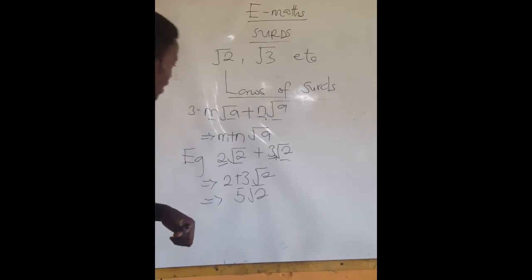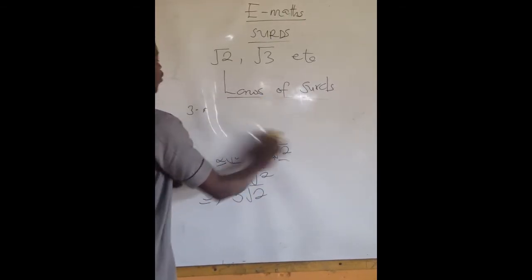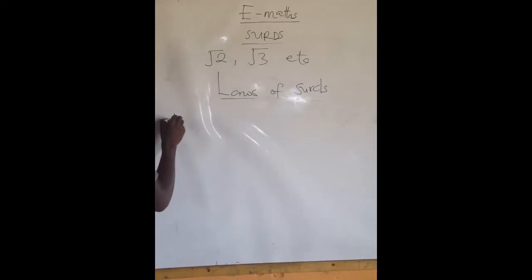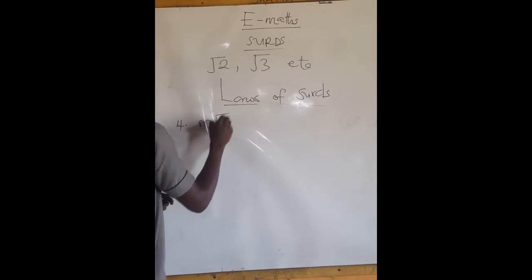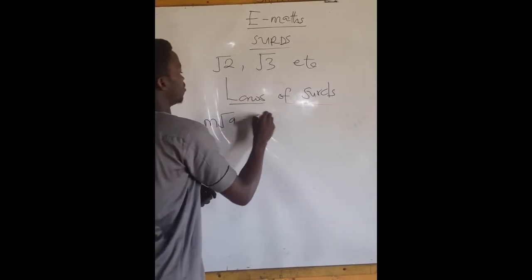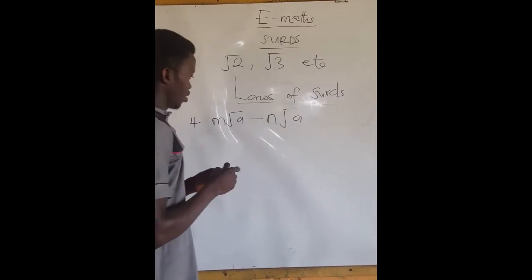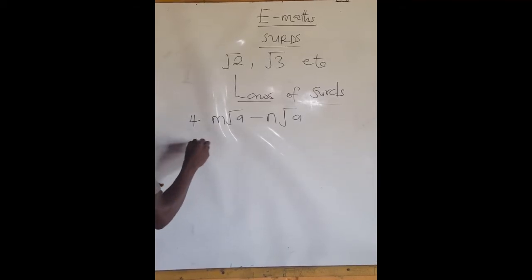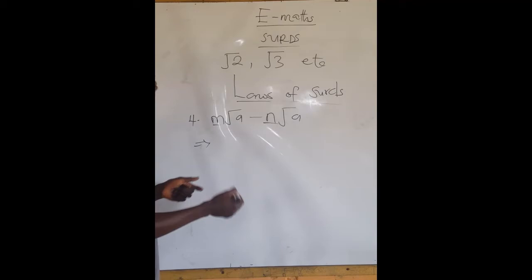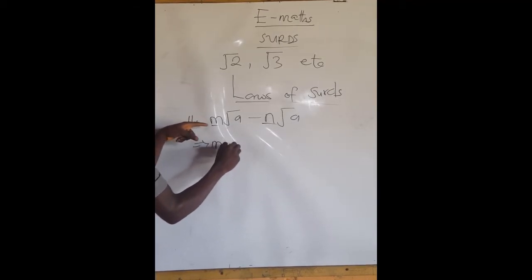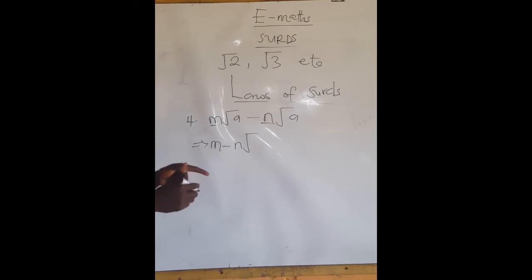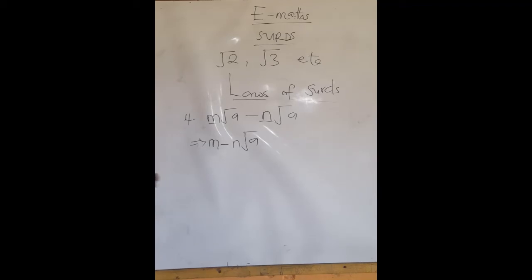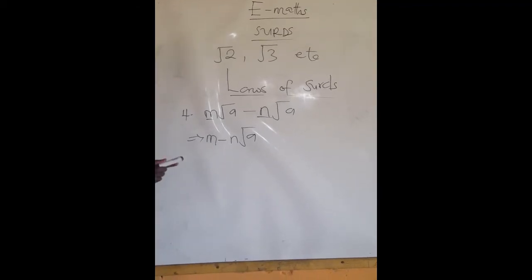Let's move on to law number 4. The fourth law we have m multiplying root of a minus n multiplying root of a. Here we have the same numbers in the square root and they are subtracting. So we pick the numbers outside the square root, then we subtract. So we are going to get m minus n. Then since we have the same numbers or variables in the square root, we take one of them, that's a.